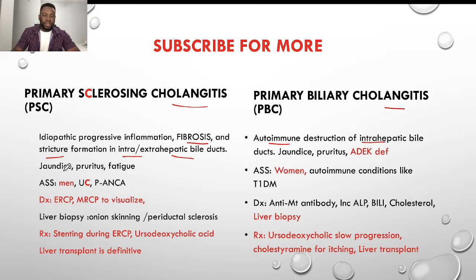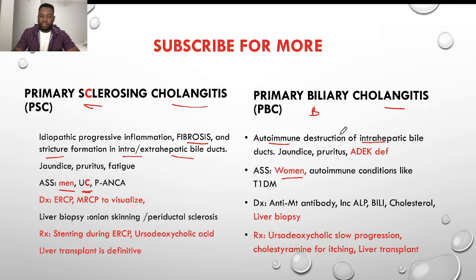PSC usually occurs in men. Usually they have ulcerative colitis, that's the association. So if you see C in UC and also C in sclerosis, you should choose your answer. If you see a male with a history of ulcerative colitis, it's most likely primary sclerosing cholangitis, versus primary biliary cholangitis, which is in women. B for biliary, B for women.